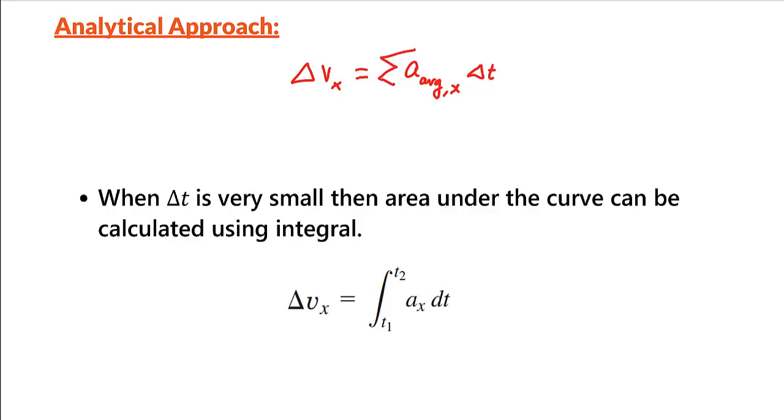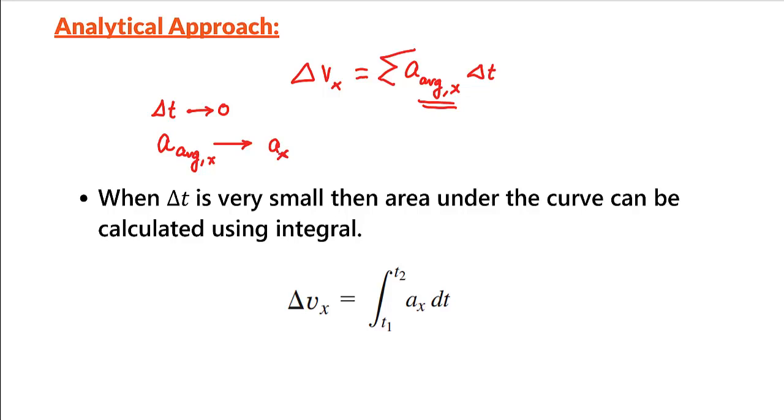Now the question is, what will happen if my delta t, that is the time interval, goes to 0? Physically this means the time interval is very small, so my rectangle will be very small. So the area in that case I can calculate using integration. If delta t tends to 0, the average acceleration in the x direction tends to the instantaneous acceleration in the x direction.